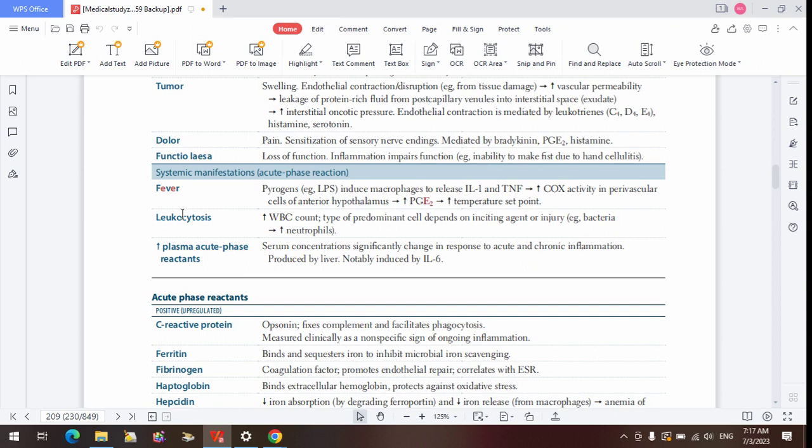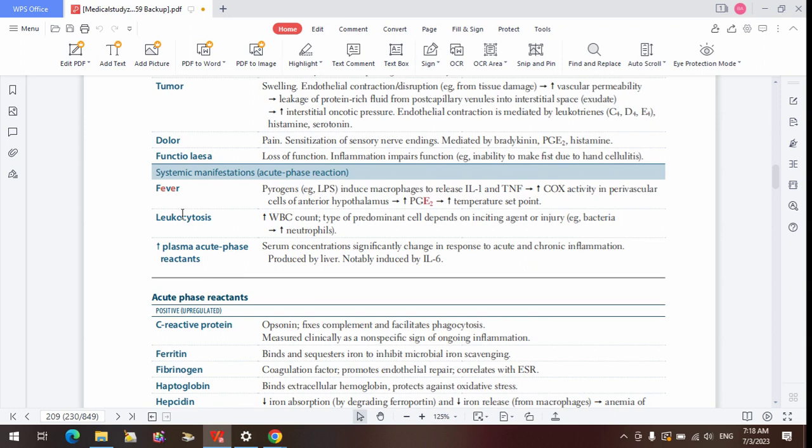The hypothalamus is a regulatory center of the body that helps to control temperature. They want to alter the activity of that hypothalamus and increase the body temperature. How are they going to do it? Once the microbes come in, they are recognized by the macrophages. The macrophages elaborate interleukin 1 and TNF. The TNF and interleukin 1 will travel in blood to the perivascular cells of the anterior hypothalamus, which is the thermoregulatory center. What will they now do? They are going to increase the activity of cyclooxygenase in those cells.